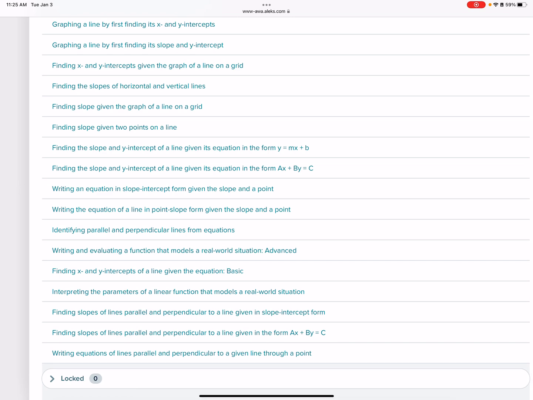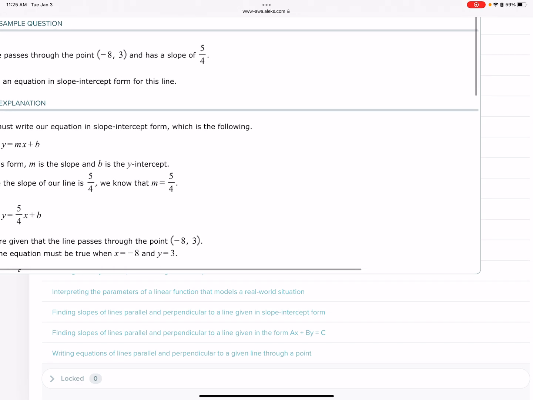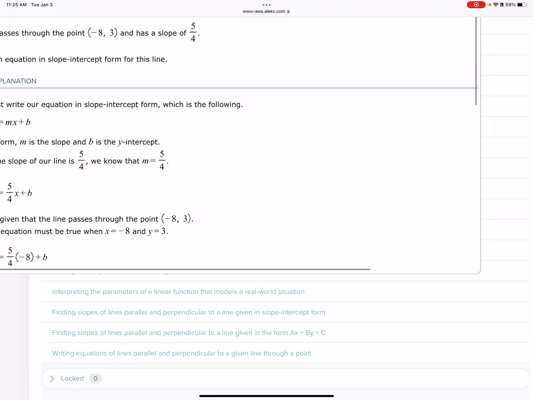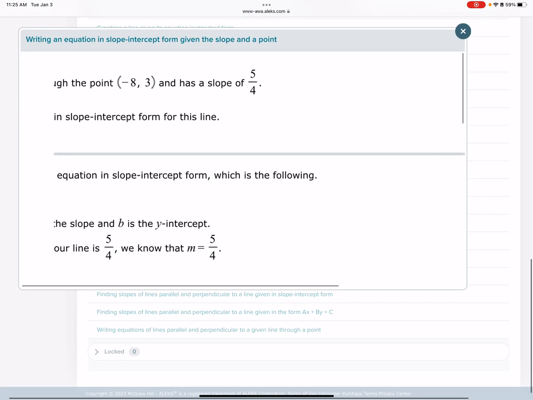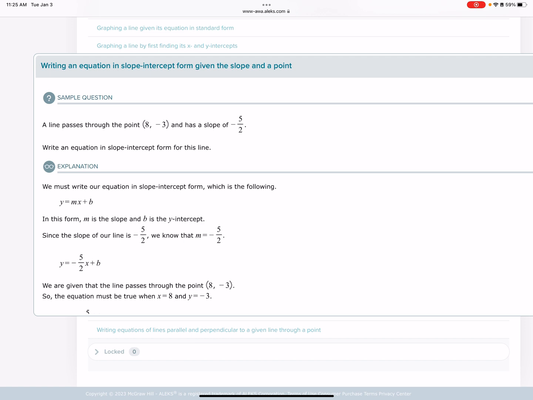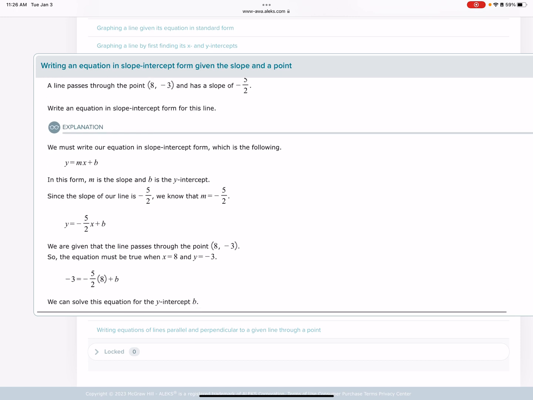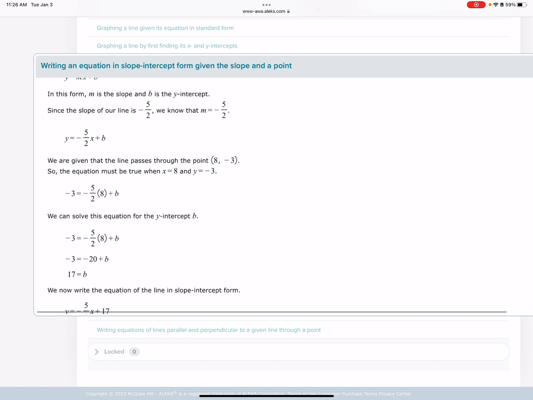Write an equation in slope-intercept form from the given slope and point. The slope is 5/4 and the point is -8, 3. Okay, so for this, you have the slope, and now you have a point that it goes through. We're going to do something called point slope form, and then we're going to put it into slope-intercept form.